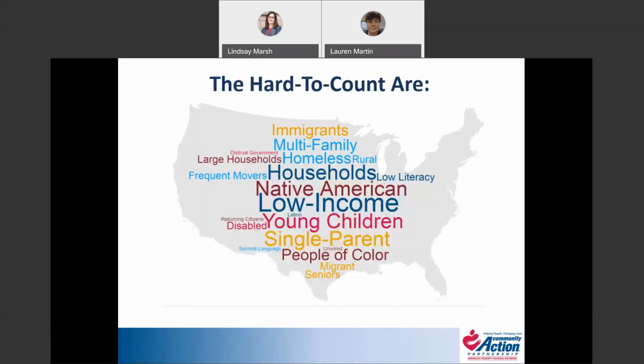The census has identified these groups as the hardest to count in the country. And if you look at this, it's a veritable who's who of community action. People of color, people who don't have constant or consistent internet access, people who have recently returned from abroad, people with disabilities, people who have low literacy rates, homeless folks, Native Americans, people with low income, people who move a lot. All of these folks are the people we help on a daily basis.